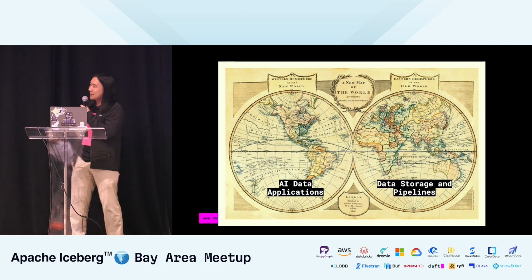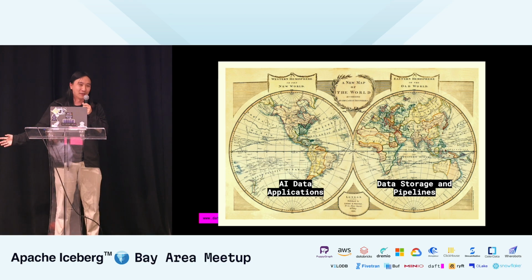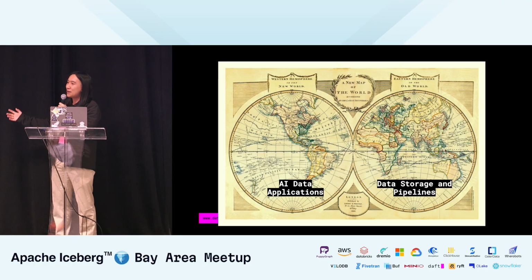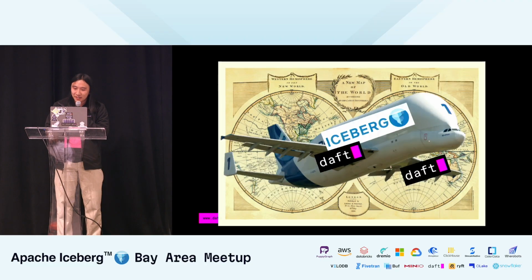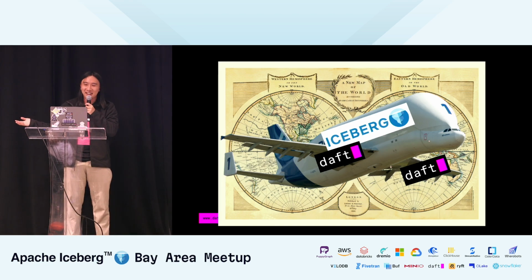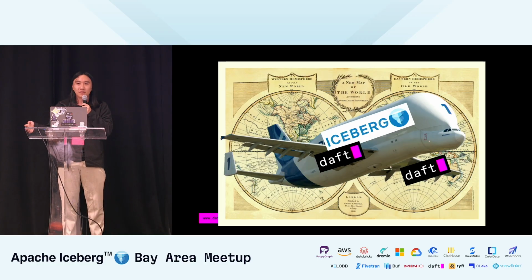Cool. So going back to the picture that I had before with the new and old world, imagine that today we're living in the 18th century of AI data, and it's a very difficult process to go between your data storage and pipelines and your AI data applications. But with Daft and Iceberg, you essentially get the Airbus Beluga of AI data. Iceberg is essentially the cargo hold, and Daft obviously is the engines. It brings your process of getting your data to your AI applications down from months to mere hours, right?